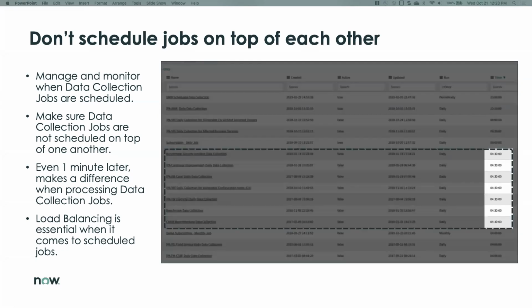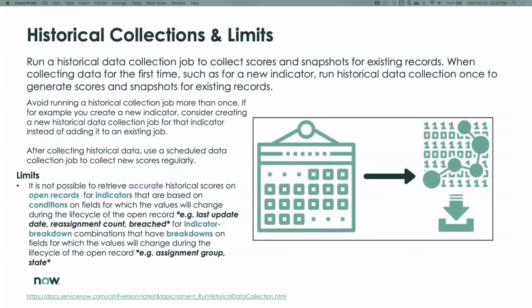So next, we'll talk about historical collections and their limits. These are only applied to historic scores, which are only performed once after a new indicator and/or breakdown is created. So again, going back to what we talked about earlier, historical collections should really be used when something is new. For example, a new indicator, or if you have an existing indicator and you've added a new breakdown to it, and you need to be able to show that historical information based on that breakdown. Historical jobs themselves are not something that should be run every day. It really should be set up as an on-demand type job. So don't schedule it. It doesn't need to be scheduled. It should be something that you do whenever any of these particular things happen.